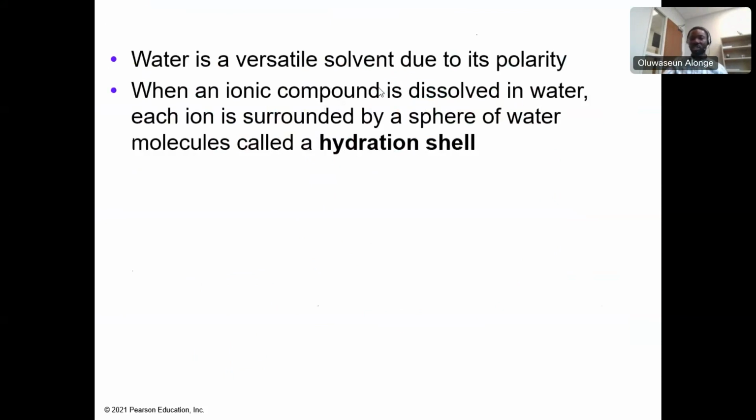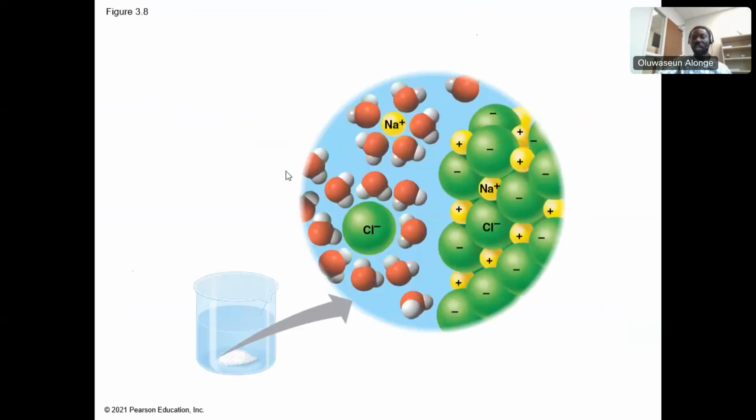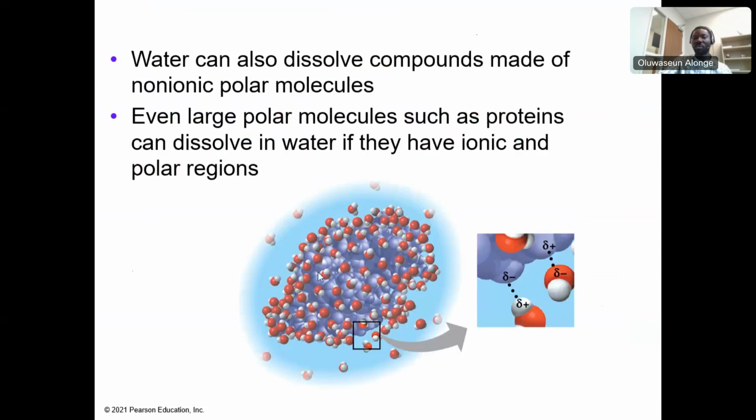So when an ionic compound is dissolving in water, each ion is surrounded by a sphere of water molecules, which is what we call the hydration shell. You see that? All right. So you see that here.